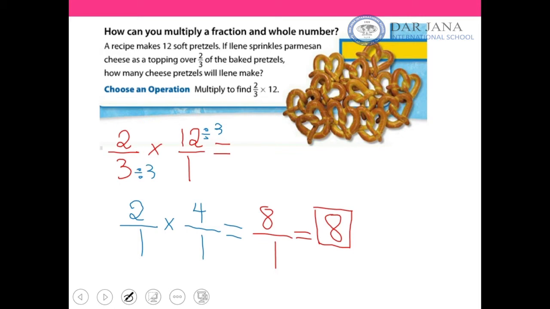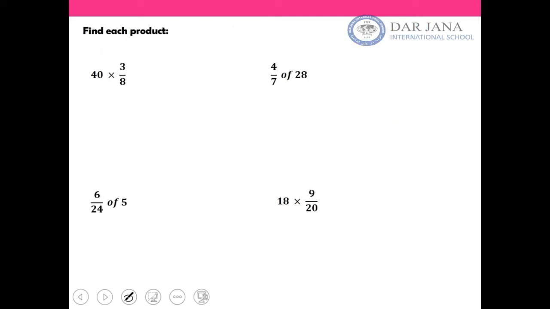Let's take another example. 40 times 3 over 8. So, as we said before, the first step, the whole number, I will make it as a fraction. So 40 will be 40 over 1 times 3 over 8. I try to simplify any numerator with any denominator. I see that I can simplify 40 and 8.